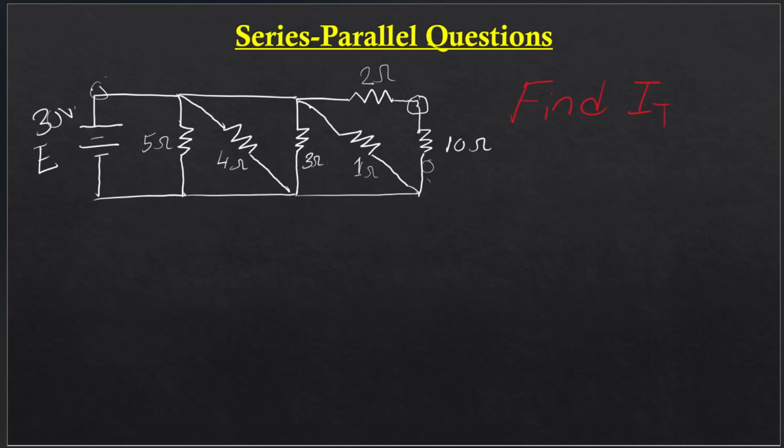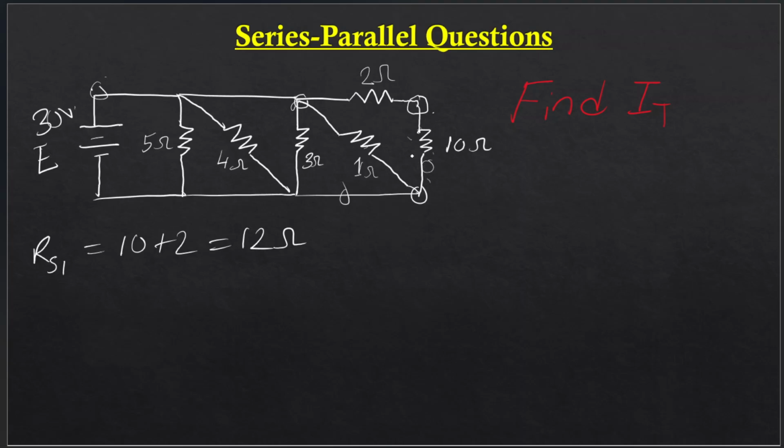Again, 10 plus 2 has 2 common points with this 1 ohm right here. So we can say those are in parallel with 1 ohm. Again, that 1 ohm has 2 common points with 3 ohm, so 1 and 3 are also in parallel. So 10 and 2 are in series, then 10 plus 2 is in parallel with 1, and then this 1 is in parallel with 3. So let's start with the series part. We have 10 and 2. Let's denote it as RS1. RS1 is equal to 10 plus 2, which is 12 ohms.